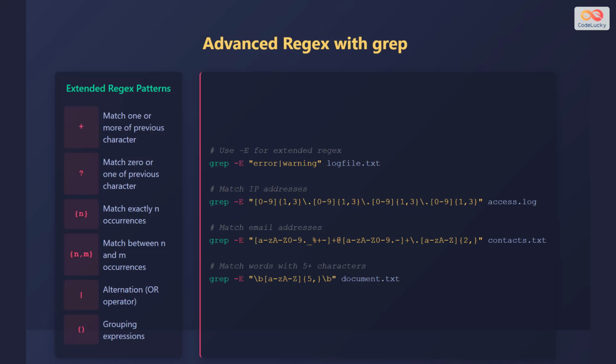The curly braces {n} match exactly n occurrences. The curly braces {n,m} match between n and m occurrences. The pipe symbol acts as an OR operator, allowing you to specify alternative patterns. Parentheses are used for grouping expressions together.